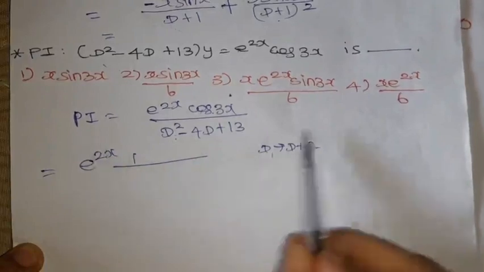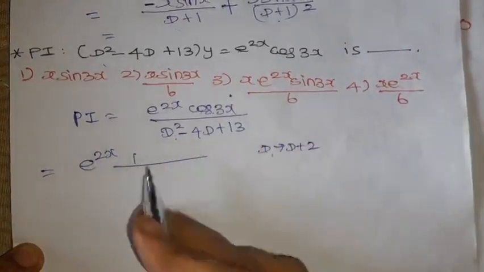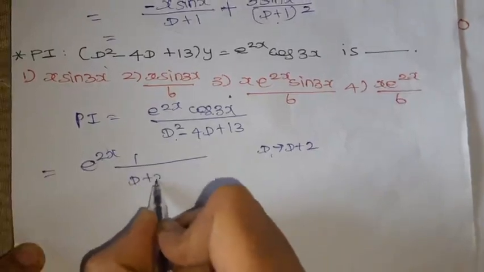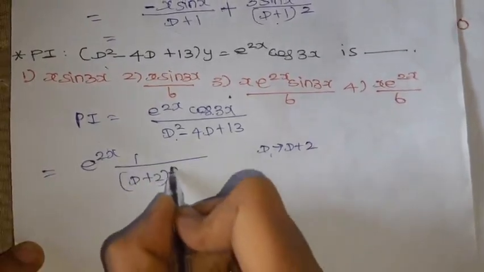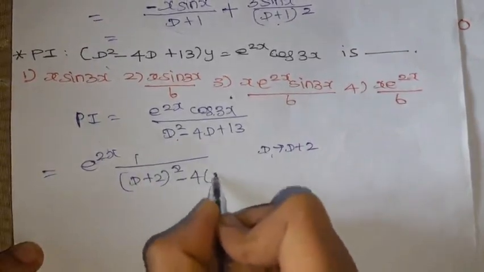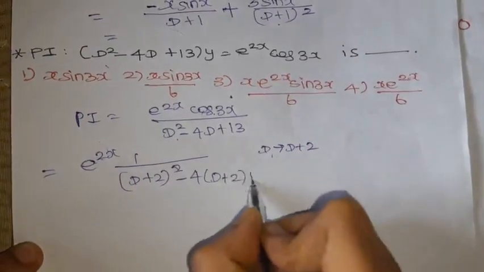So, e power 2x, that is. Now, we are going to replace D with D plus 2. D plus 2 the whole square minus 4 into D plus 2 plus 13.